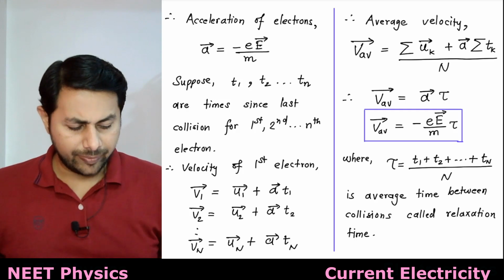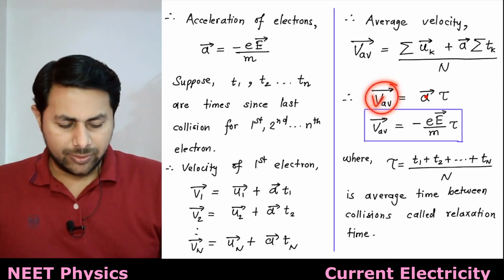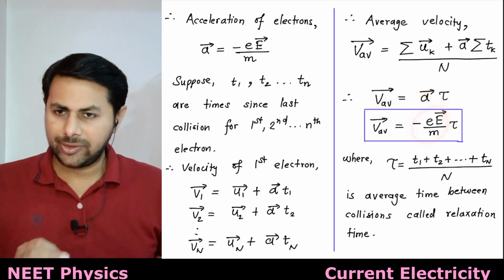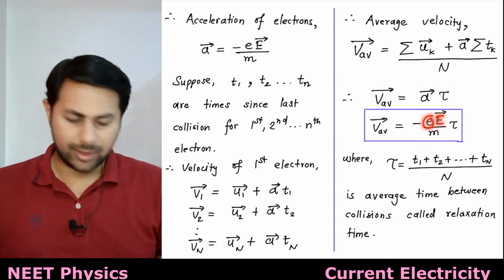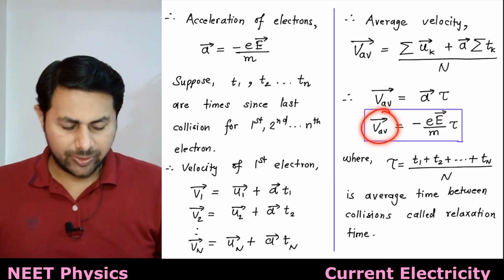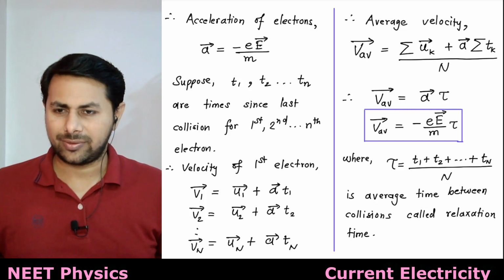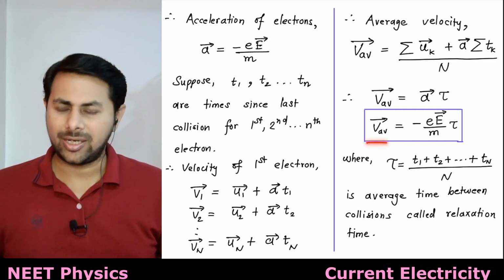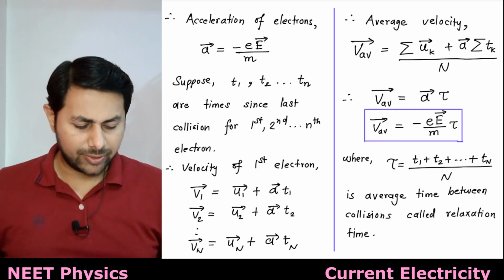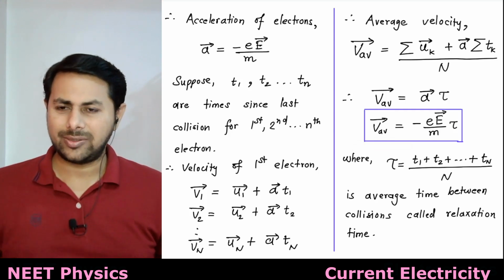collisions. So then you get the average velocity is equal to a bar times this tau, and what is a bar? It is small e times capital E divided by m. And therefore this is the average velocity. This average velocity of electrons is known as the drift velocity. This average velocity with which electrons move inside a conductor is known as what? It is known as the drift velocity. Is this clear, everyone?